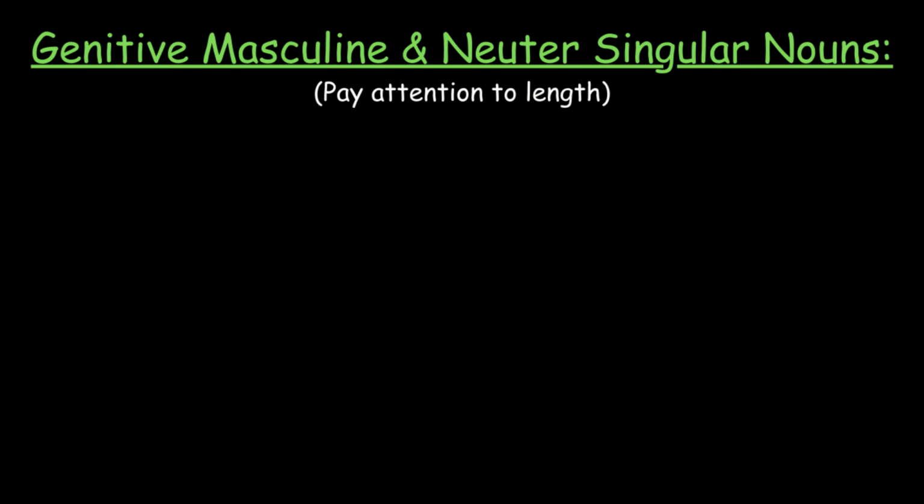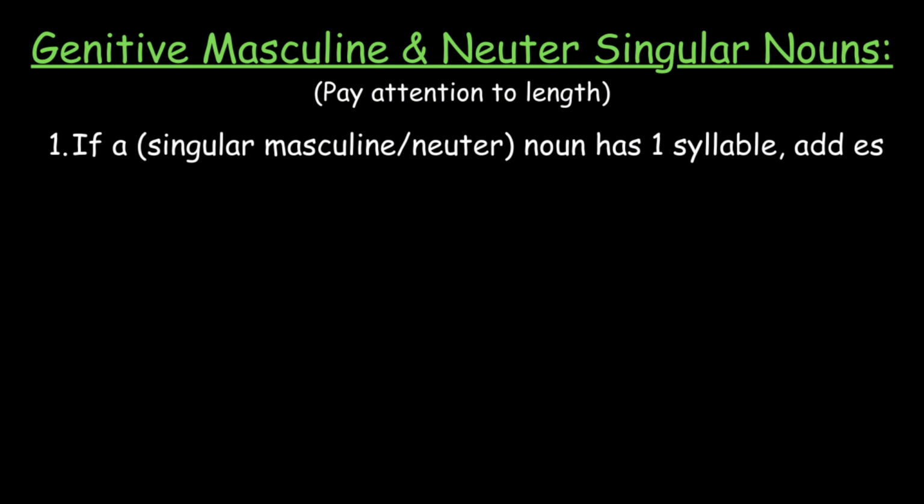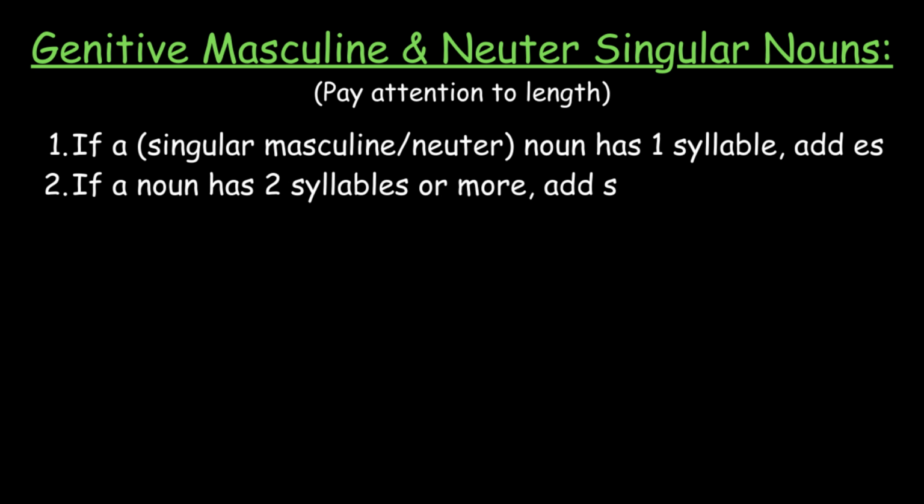In the genitive, masculine and neuter singular nouns can be categorized by length, as opposed to their common noun endings. While it is possible to use the final letters of nouns, the genitive has a different system that makes it easier to understand noun endings. If a singular masculine or neuter noun has one syllable, add s. If a noun has two syllables or more, add s. This is the general pattern for singular genitive masculine and neuter nouns, but there are more patterns.